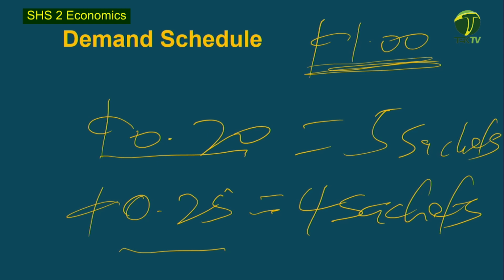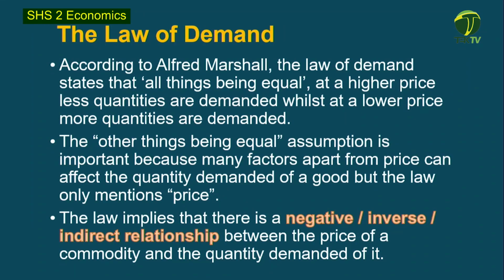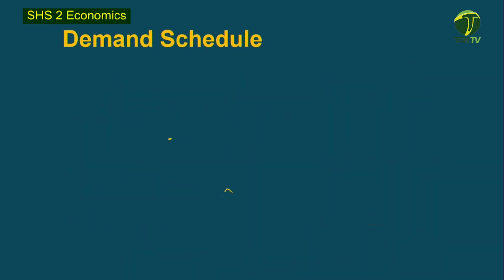So per the law, as price increases from 20 pesos to 25 pesos, quantity demanded of sachets of water will fall from 5 to 4. This is what we call the law of demand. And like Alfred Marshall said, this law shows that there is an inverse relationship. So take note of this. The law shows an inverse relationship between the price of a commodity and the quantity demanded of that commodity.